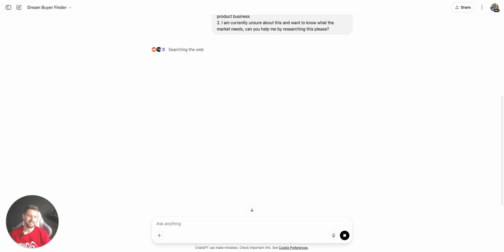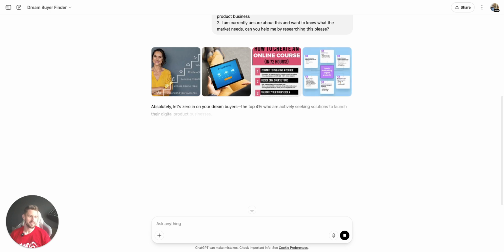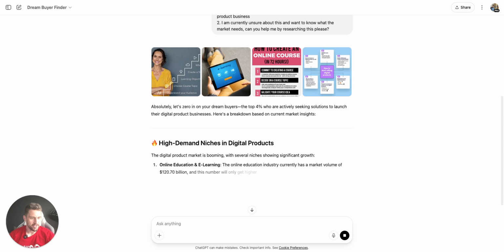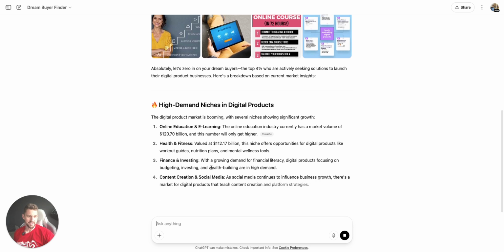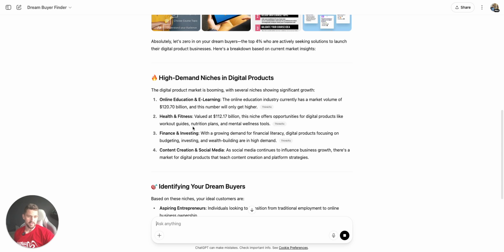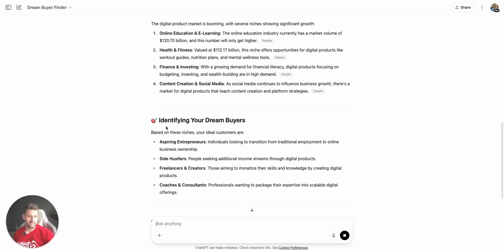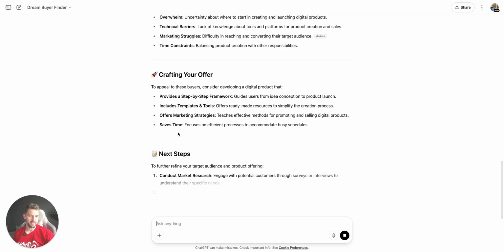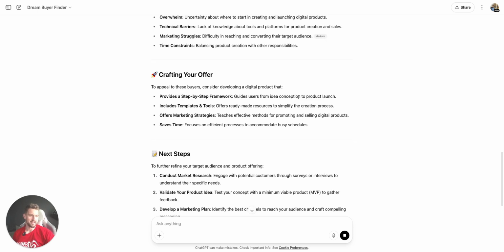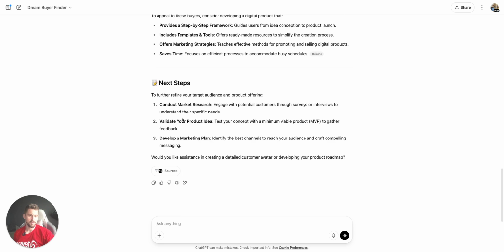Right, so that's going to do its little thing. High demand niches in digital products: online education and e-learning, 120.70 billion. There are some big industries here, right? So it's identifying the industries, identifying your dream buyers, and giving you some choices, common pain points, and how to craft your offer to appeal to these buyers, guiding users from idea to product launch. Further steps: would you like assistance in creating a detailed customer avatar or breaking down your roadmap?